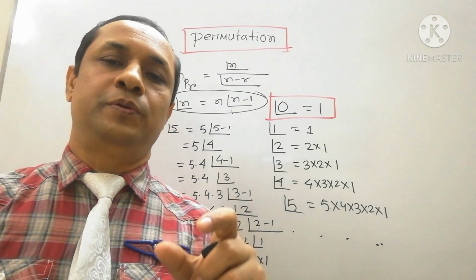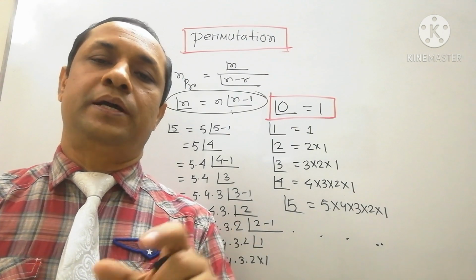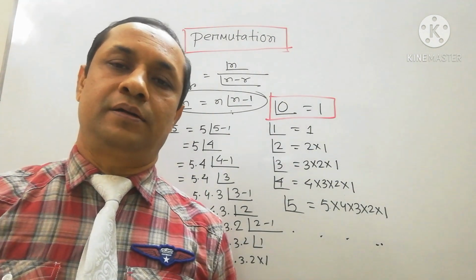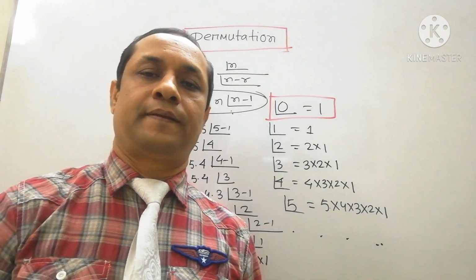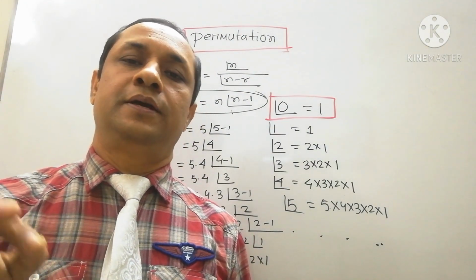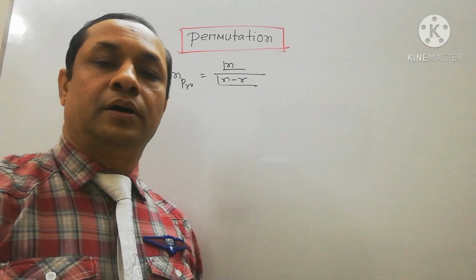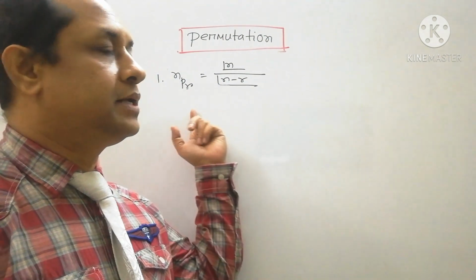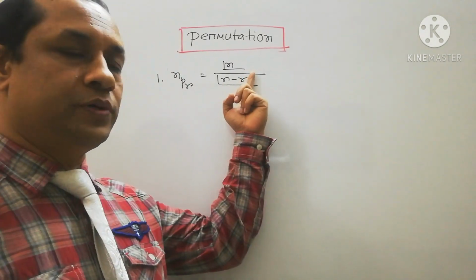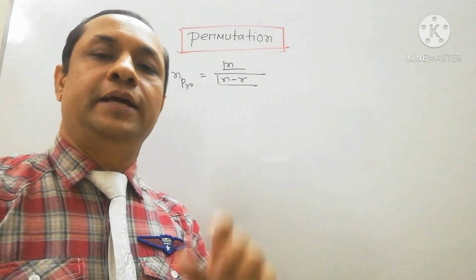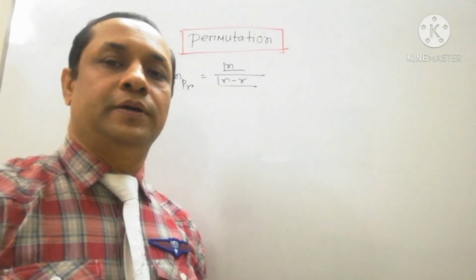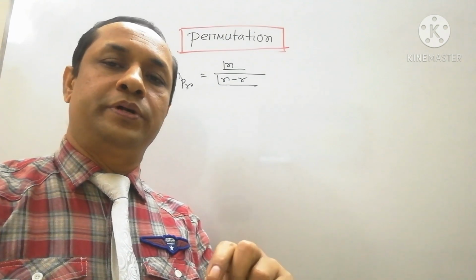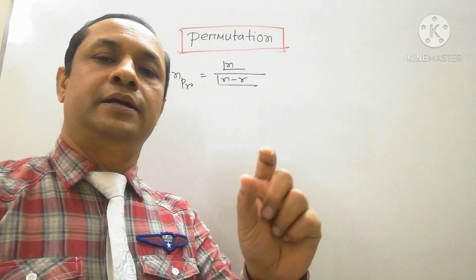And now the formula: nPr equals factorial n by factorial n minus r. I hope, student, you are clear. Now we find important values. Here we know that nPr equals factorial n by factorial n minus r. This is the formula. So using this formula, now we find important values nPn and nP0.